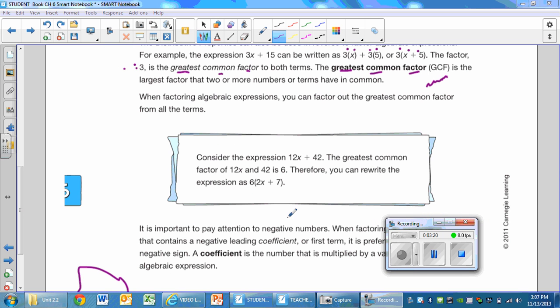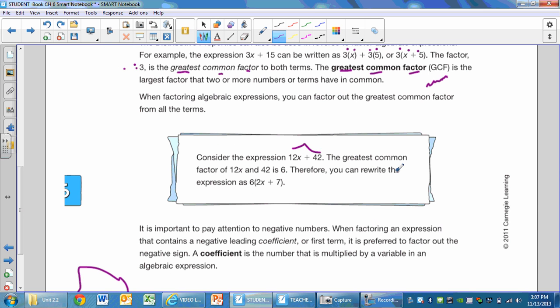All right, consider the expression 12x plus 42. The greatest common factor of 12x and 42 is 6. So I can take 12 divided by 6, which is 2, and 42 divided by 6 is 7. So therefore, you can rewrite the expression as 6 times the quantity of 2x plus 7.